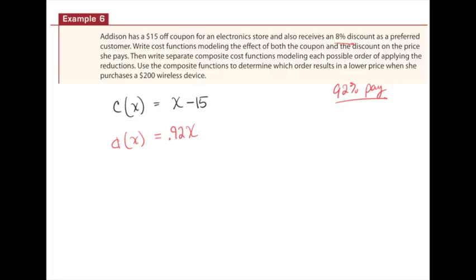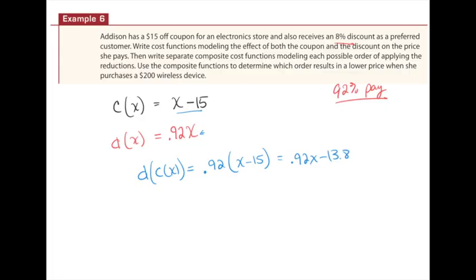All right. So these are the two discounts. What they want us to do is say which is going to be cheaper. Is it going to be cheaper if they do the dollar off and then the percent, or the percent off and then the dollar? So that is a composite function. We have two options here. We can do the coupon first and then the discount. We're going to take this function and plug it into this. So we're going to say 0.92 times x minus 15. And if you distribute, you get 0.92x minus 13.8.